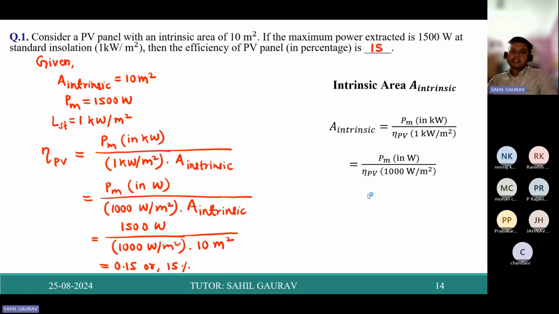Here I have also written this expression. You can refer to this expression also. Intrinsic area is the ratio of maximum power in kilowatt upon efficiency of PV panel into the standard insolation in kilowatt per meter square, and then we can also write in watt. Then maximum power in watt upon efficiency of PV panel into standard insolation, which is 1000 watt per meter square. Now let us come to the next problem.